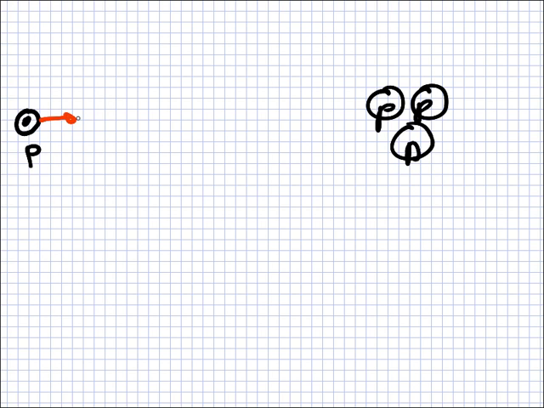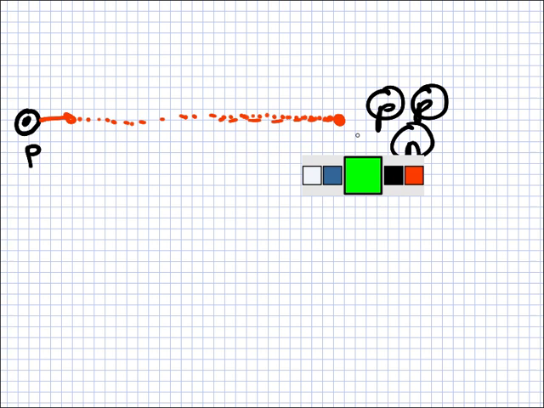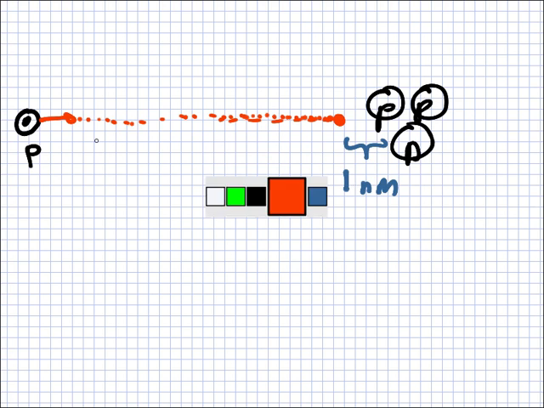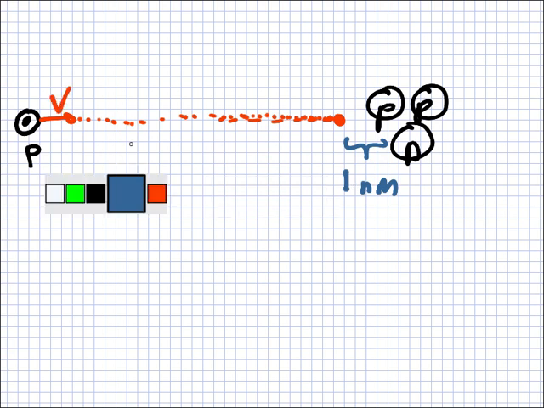Everything's a proton. So you have 3 protons here, and you have 1 proton here, and what happens is this gets fired, it gets closer and closer, but then it starts to get pushed back by the 3 protons, doesn't it? And at some point it stops, and then it starts to head back. And this distance here is 1 nanometer. And my question is, what's the V here?